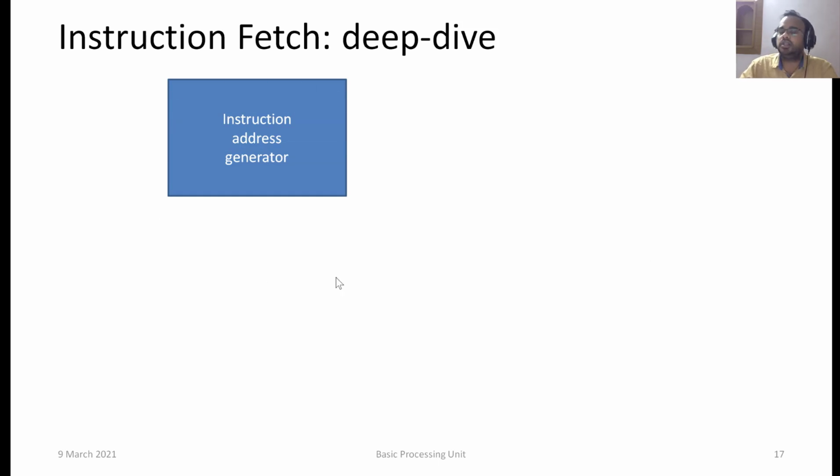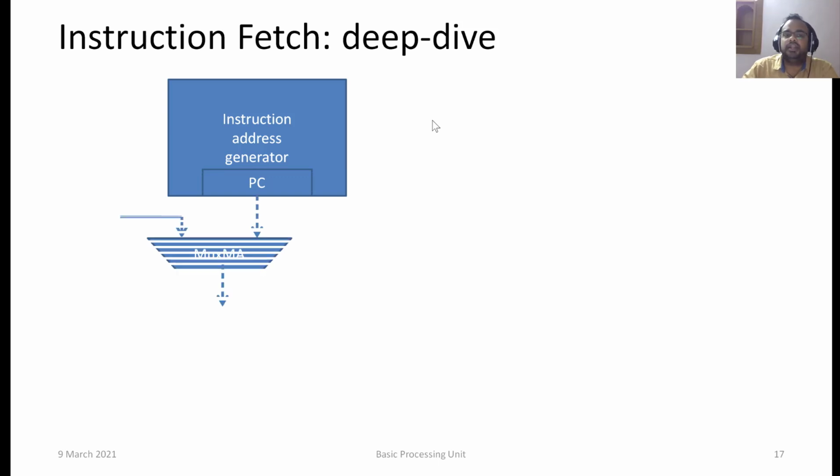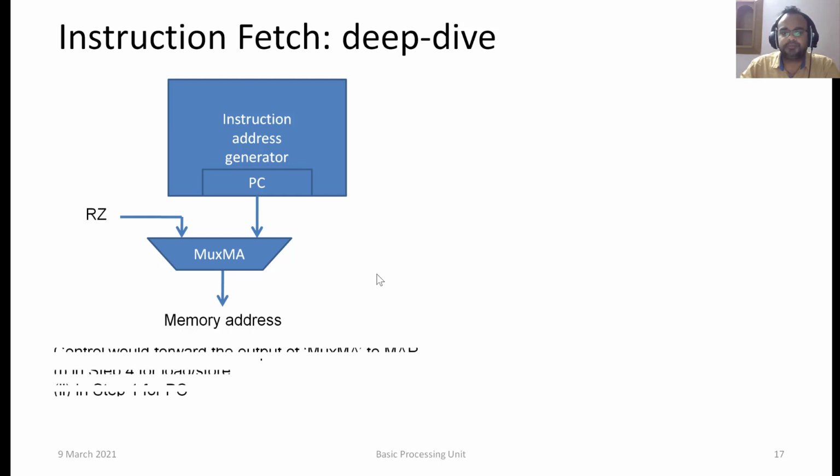Now moving on, all the logic that we have seen can be abstracted as if they are present in a block called the instruction address generator, IAG for short, and at the end of it we get the value of PC, which would be given to mux MA. The other input to mux MA is RZ. If you remember, that would be the output of step 3 in the instruction execution. Now one of them will be picked and forwarded to the MAR as memory address.